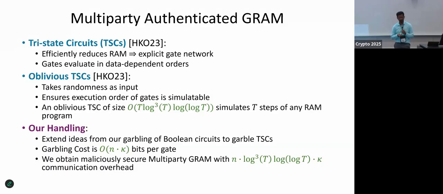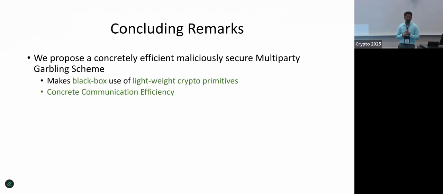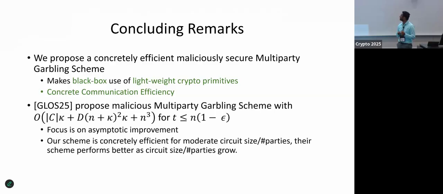So to conclude, we obtain a concretely efficient, maliciously secure multi-party garbling scheme that makes black box use of lightweight crypto primitives and that has concrete communication efficiency. That is work by Goyal et al. in this conference that constructs a multi-party garbling scheme with constant communication overhead. However, the focus of this work is an asymptotic improvement, and our scheme is concretely efficient for moderately sized circuits and moderate number of parties. Their scheme starts performing better as the number of parties and circuit size grow.